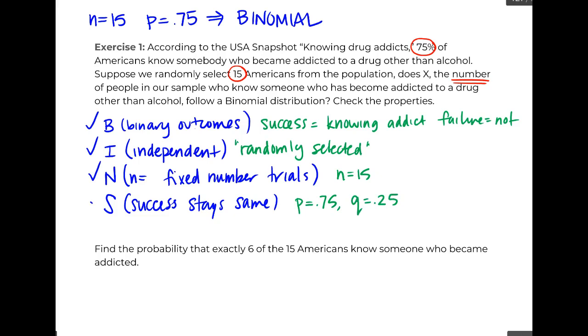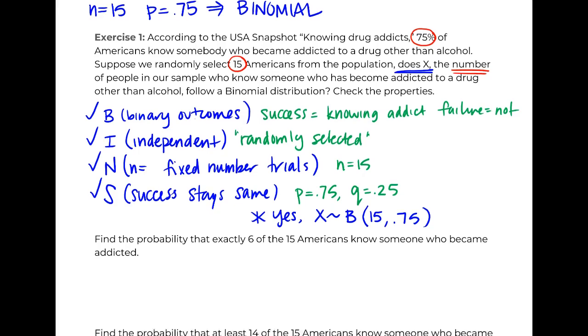We also have S. So because all of this is true, here's the problem that a lot of you are going to have on the worksheet. Answer the question. It says, does X follow binomial? So the answer is yes. X is approximately binomial with an N of 15 and a P of 0.75. Now you don't have to write the actual notation here, but you just have to say, yes, X is binomial.